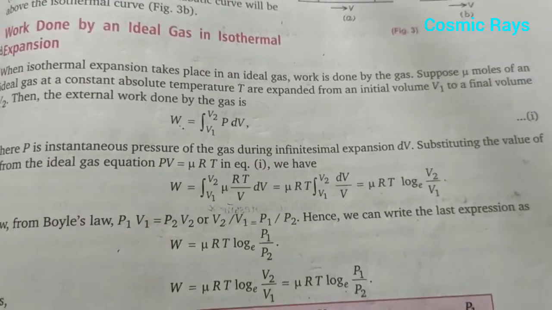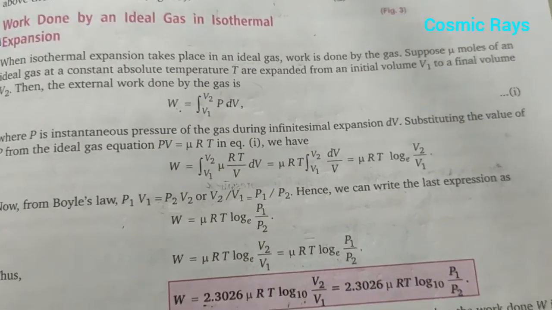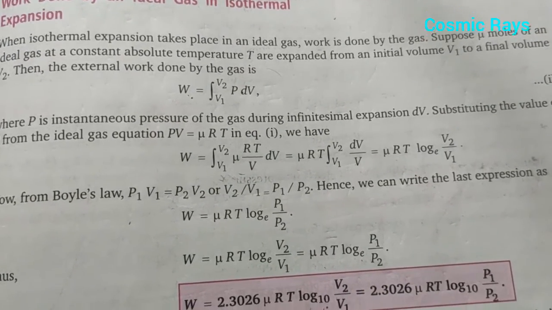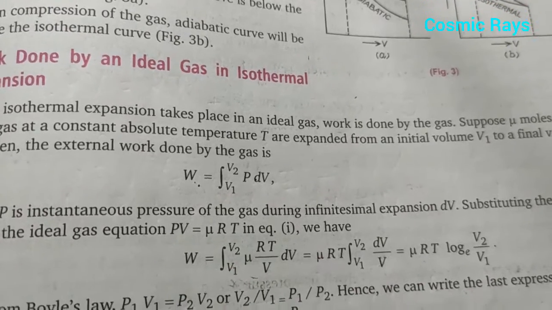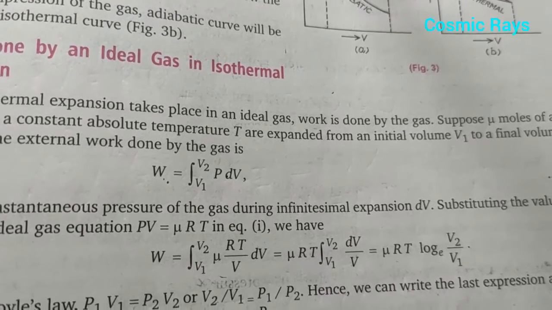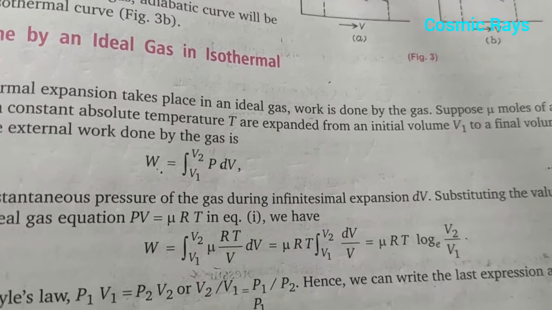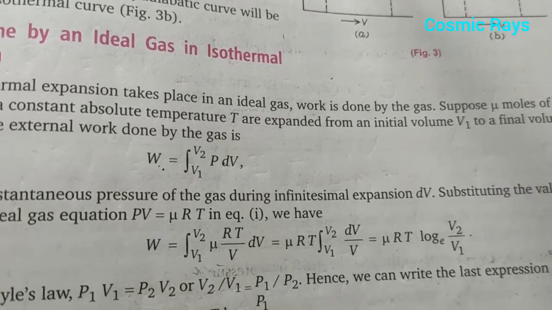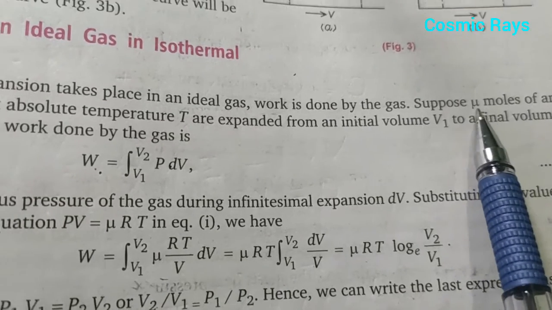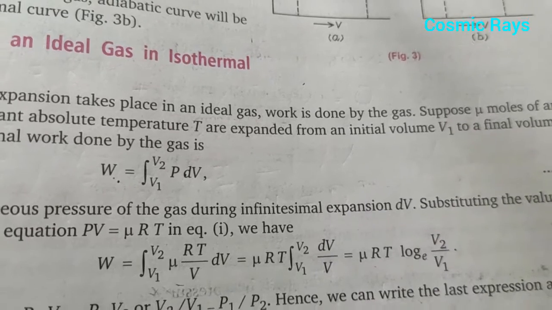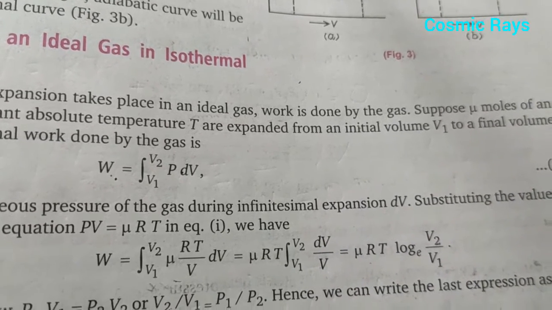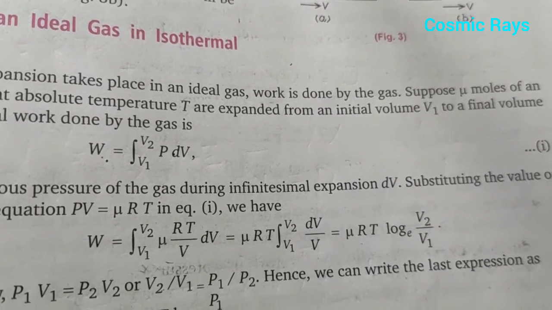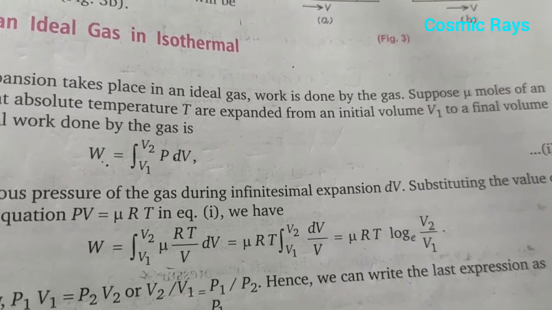Now we try to find the expression for the work done by an ideal gas in isothermal expansion. So we assume that isothermal expansion takes place in an ideal gas. So the work will be done by the gas, and we assume that there are mu moles of the ideal gas. This is the symbol for mu, and the absolute constant temperature is capital T, and the gas expands from initial volume V1 to final volume V2.